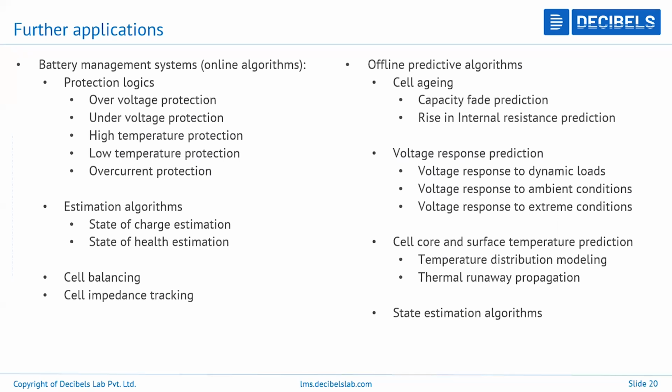We know that in a cell, temperature is never constant. It is varying across the complete cross section. So we can model this. We can predict how the thermal runaway happens. We can predict the future case or future situation of the cell at very high temperatures.